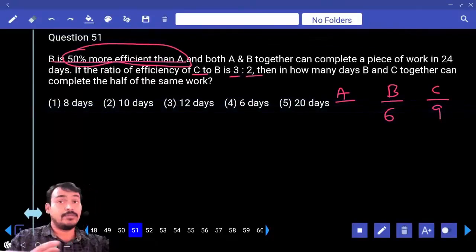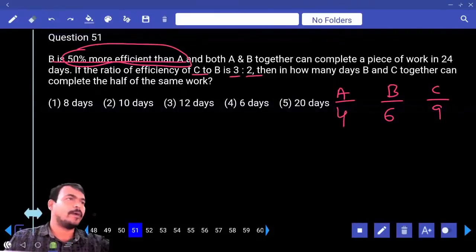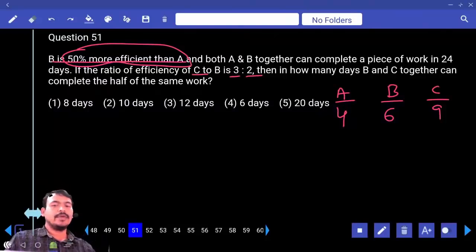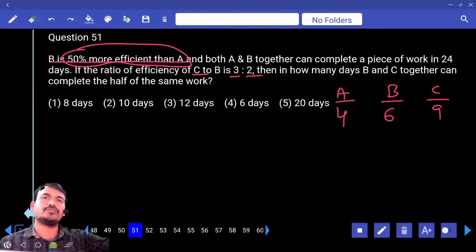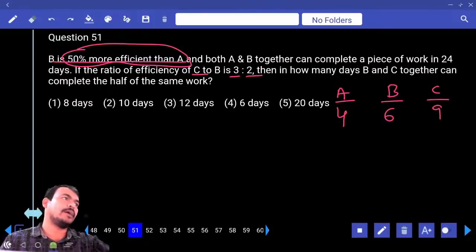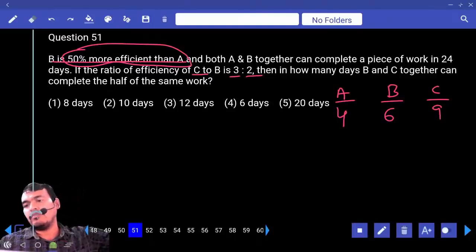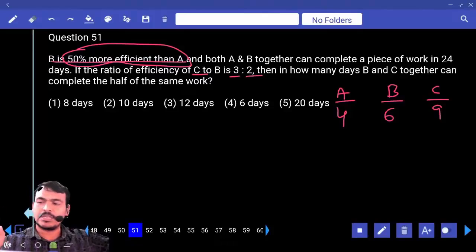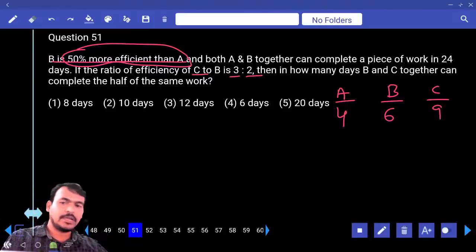Next, B's efficiency is 50% more than A's. B's efficiency is already 6 parts, so A's efficiency is 4 parts. B is 50% more than A, which means the B and A relation is 3:2. 3 parts are 6, so 2 parts are 4. A's efficiency is 4 parts, B's efficiency is 6 parts, C's efficiency is 9 parts.